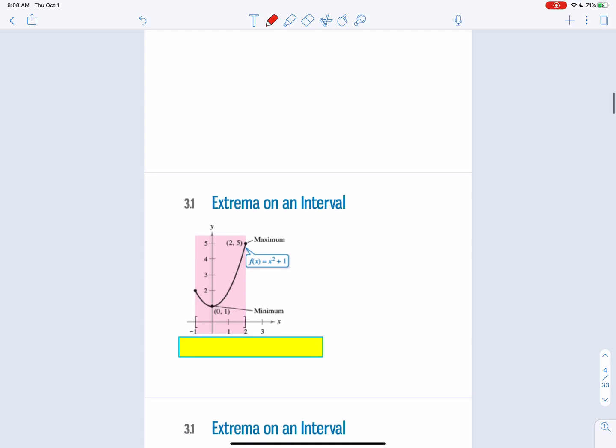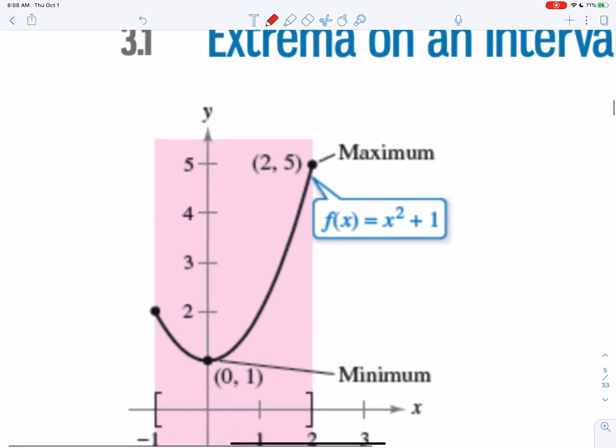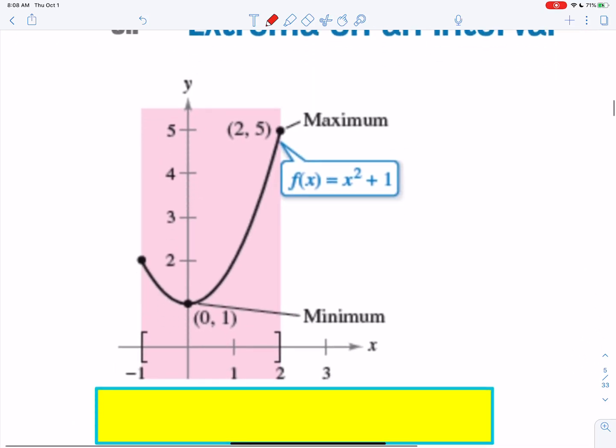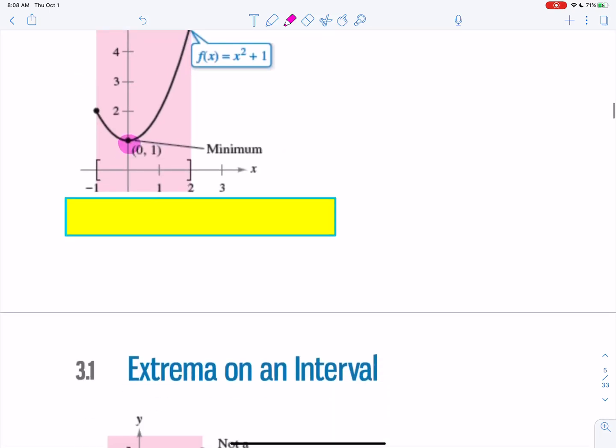And you guys can decide if you want to quickly sketch these graphs or not, okay? But take a look at this graph. It's x squared plus 1, okay? Now here, we have an absolute minimum right there and an absolute maximum. We have one of each. So here we have it, okay? Don't worry about this yellow rectangle.